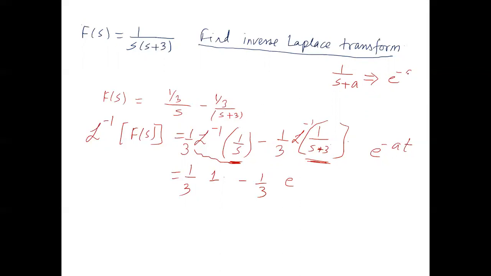Okay, so here e to the at, right? So now I have s plus a. My a is 3, right? A equals 3. That's why my answer is minus 3t. So this is e to the negative 3t. So that's why the inverse Laplace transform of 1 over s plus 3 equals 1 over 3 times (1 minus e to the negative 3t).